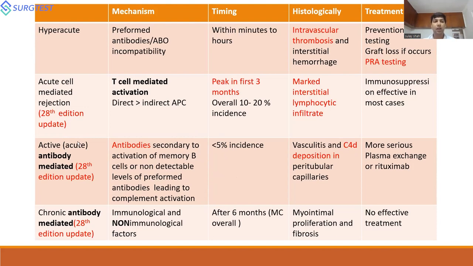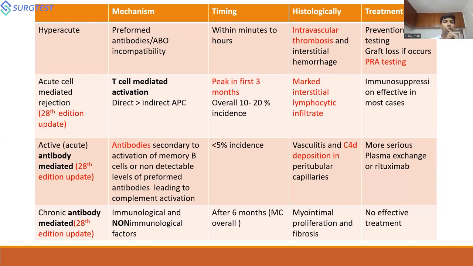So obviously the acute antibody-mediated rejection is a worse type. It follows the same pathway as hyperacute rejection, meaning complement activation and antibody-dependent cytotoxicity, as already mentioned. Whereas the T cell-mediated type leads to infiltration of lymphocytes and then rejection. So the T cell-mediated type, being lymphocyte dependent, can be prevented with immunosuppression, but antibody-mediated rejection is very difficult to prevent. So we all understood the mechanism, the timing, what is seen histologically, and the treatment or prevention of hyperacute, acute cell-mediated, and acute antibody-mediated rejection.